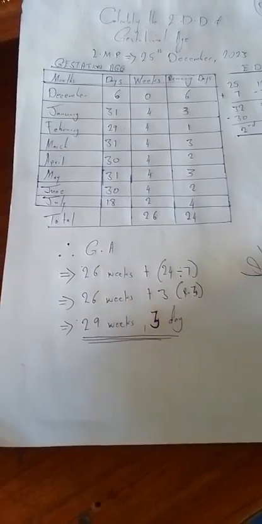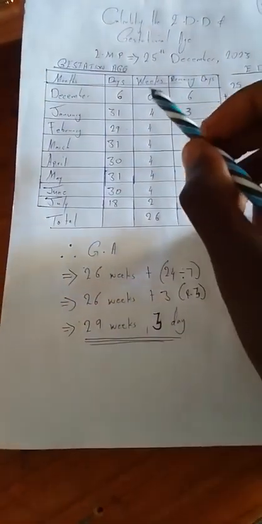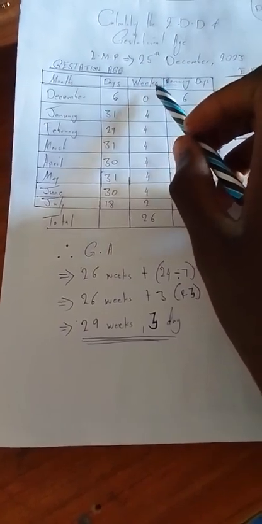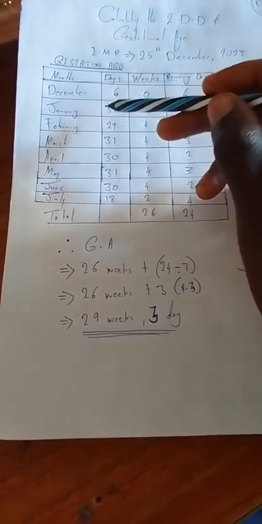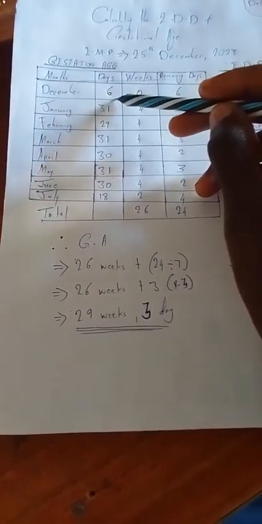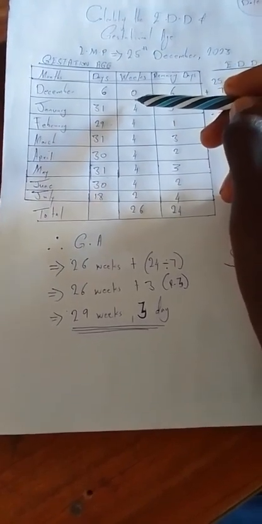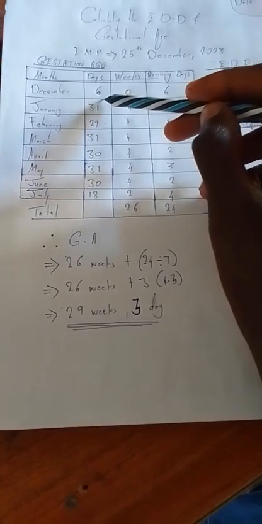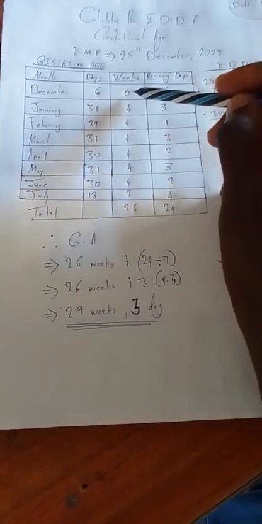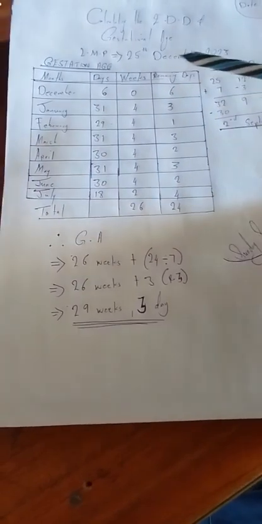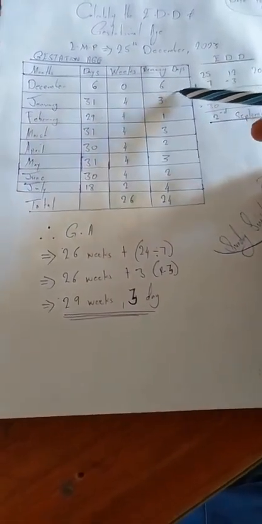So we cannot say December had 31 days. Instead, we have to subtract this 25 from 31, and once we do that, we find 6. So we write our 6 here. Then 7 days makes up a week, so this 6 is less than 7 days. Meaning that on weeks, write 0. On remaining days, write 6.